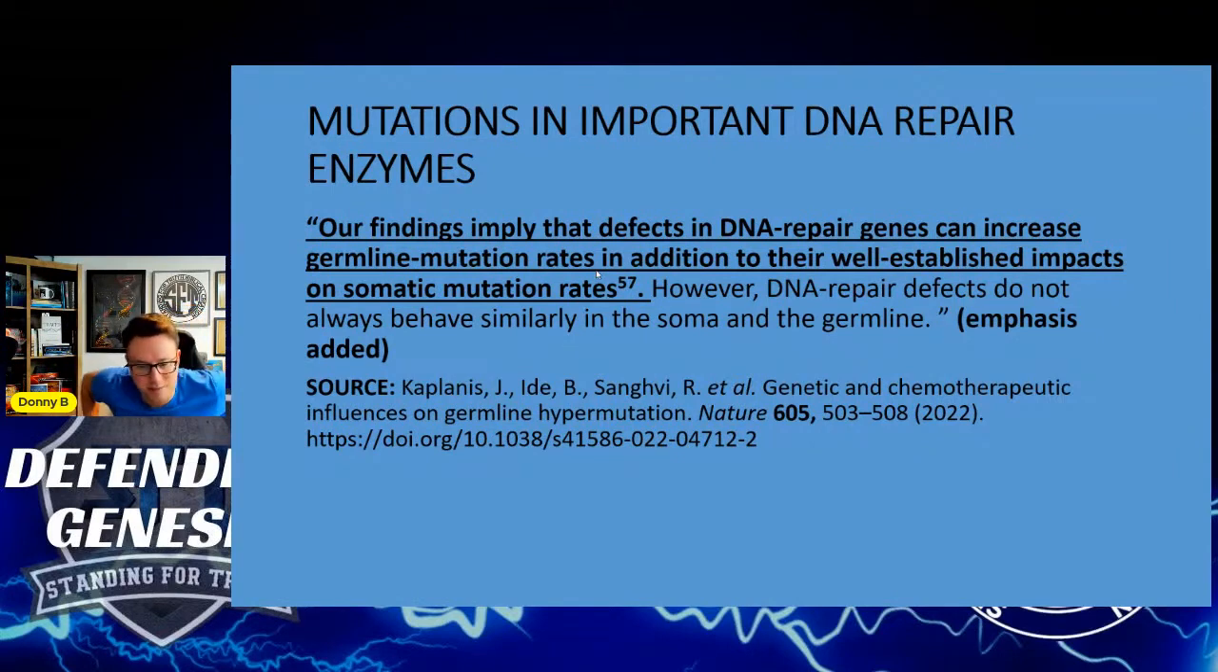Our findings imply that defects in DNA repair genes can increase germline mutation rates. Let me read that again. Our findings imply that defects in DNA repair genes can increase germline mutation rates in addition to their well-established impacts on somatic mutation rates. So somatic cell lines and germ cell lines being affected.